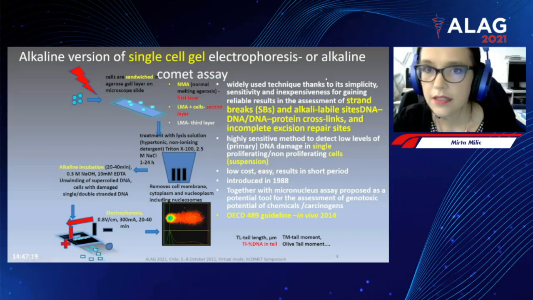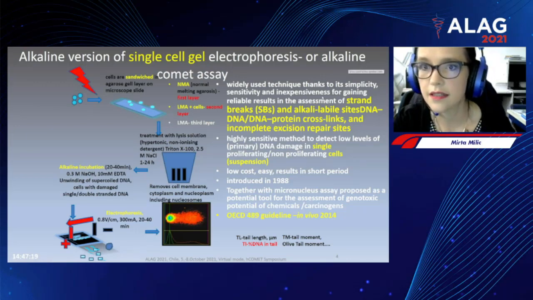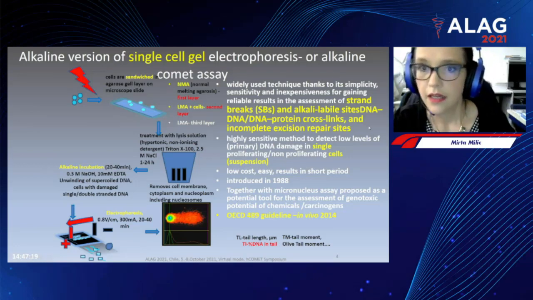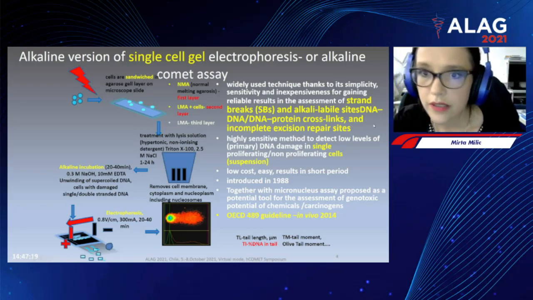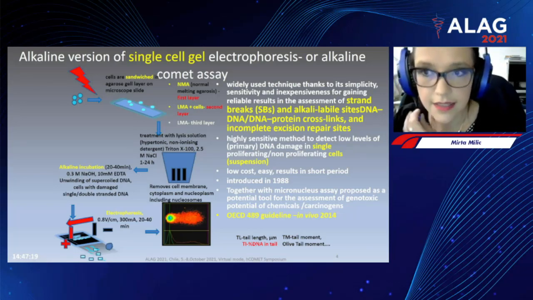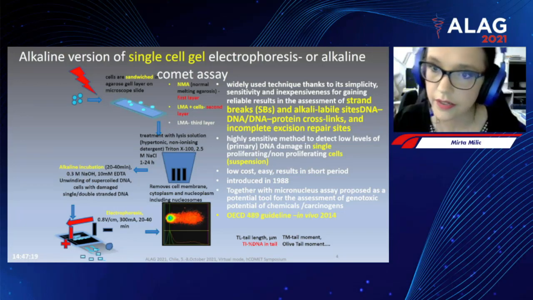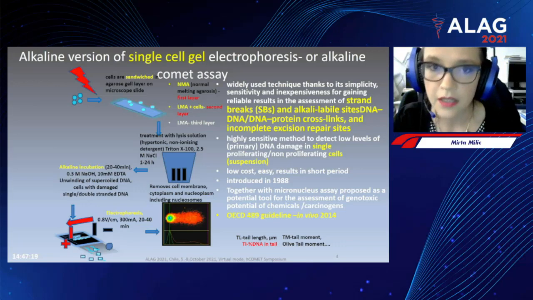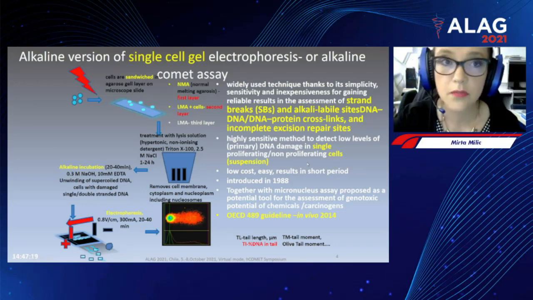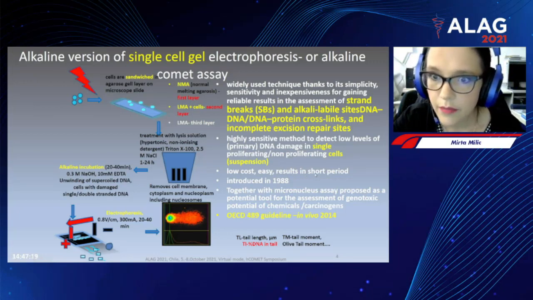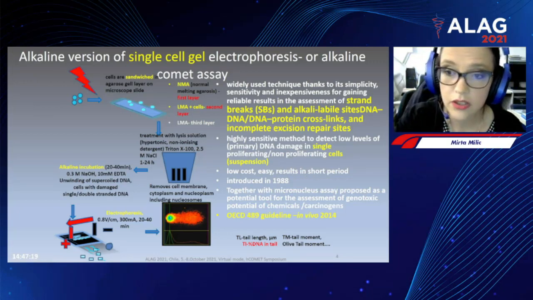As you can see on this slide, it is a widely used technique thanks to its simplicity, sensitivity, and inexpensiveness for gaining reliable results in the assessment of strand breaks and alkali labile sites, DNA protein cross links, and incomplete excision repair sites. It is a highly sensitive method to detect low levels of primary DNA damage in single proliferating and non-proliferating cells. So you need to have a single cell suspension for this assay. It is a low cost, easily done method, and you can get results in a really short period.